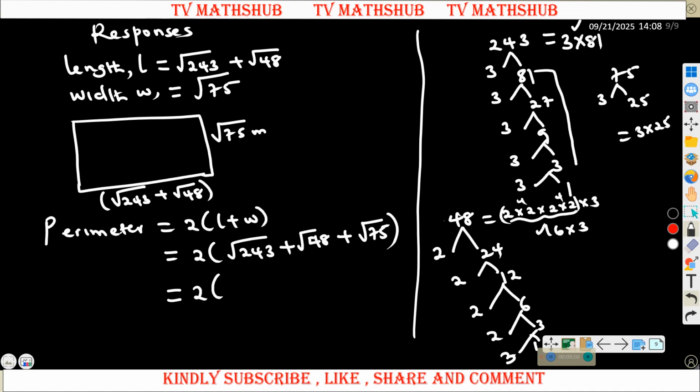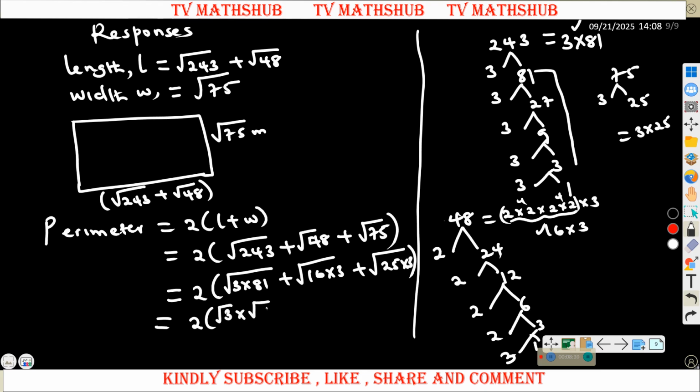So that is 3 times 81. That is what we shall place here. So for that case, we shall have the square root of 3 times 81 plus the square root of 16 times 3 plus the square root of 25 times 3. So that is what we are having. So from here, this will be 2. This one alone is the same as getting square root of 3 times square root of 81. This one is the same as getting square root of 16 times square root of 3. This one is the same as getting square root of 25 times square root of 3. So that is what we shall have.